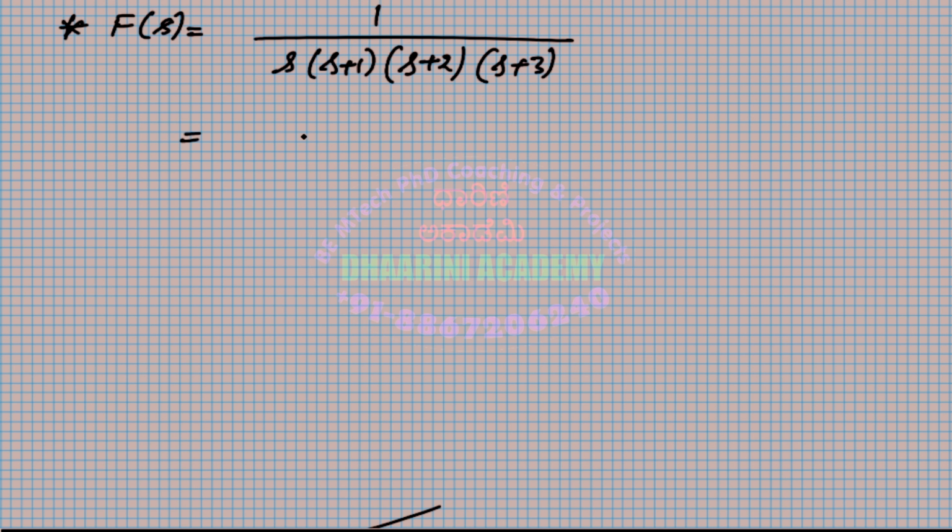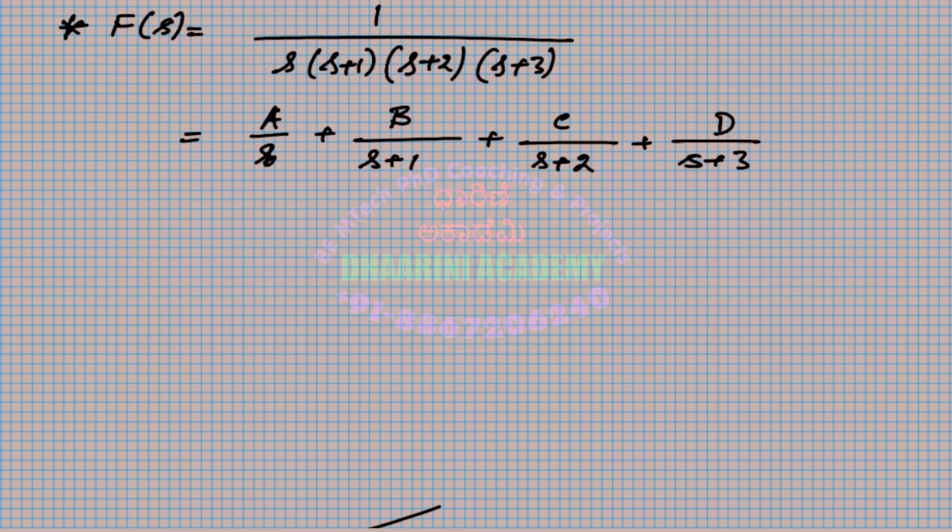So let us call this A divided by s plus B divided by s plus 1, plus C by s plus 2 plus D by s plus 3. Our first objective being identifying what is A, B, C, and D. So in order to find A, the partial fractions can be solved in many methods. I feel the one which I'm going to use now is the easiest, so I'll stick to that.